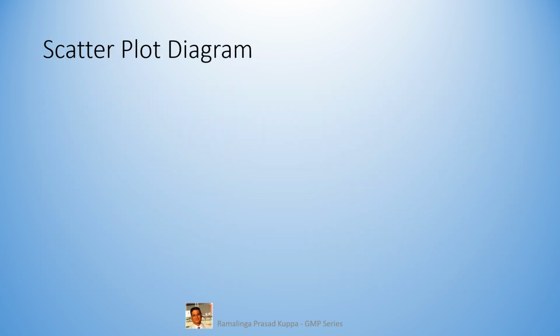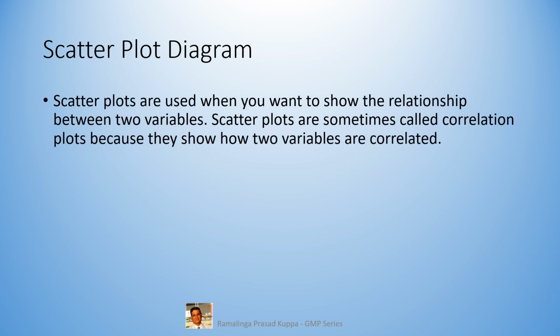Let us see another tool, the scatter plot diagram. Scatter plots are used when you want to show the relationship between two variables. Scatter plots are sometimes called correlation plots because they show how two variables are correlated. This tool is useful for investigating any relationship between the two process variables.